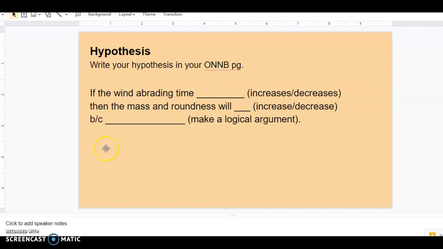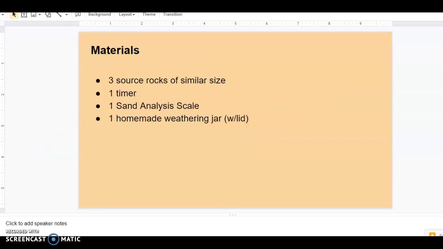The way you're going to form your hypothesis is fill in the blank. If the wind abrading time increases or decreases, pick one, fill in that blank. Then the mass and roundness will increase or decrease. You decide. So if I shake it more, then the roundness is going to increase or decrease. And then just some explanation as to why you're thinking that.